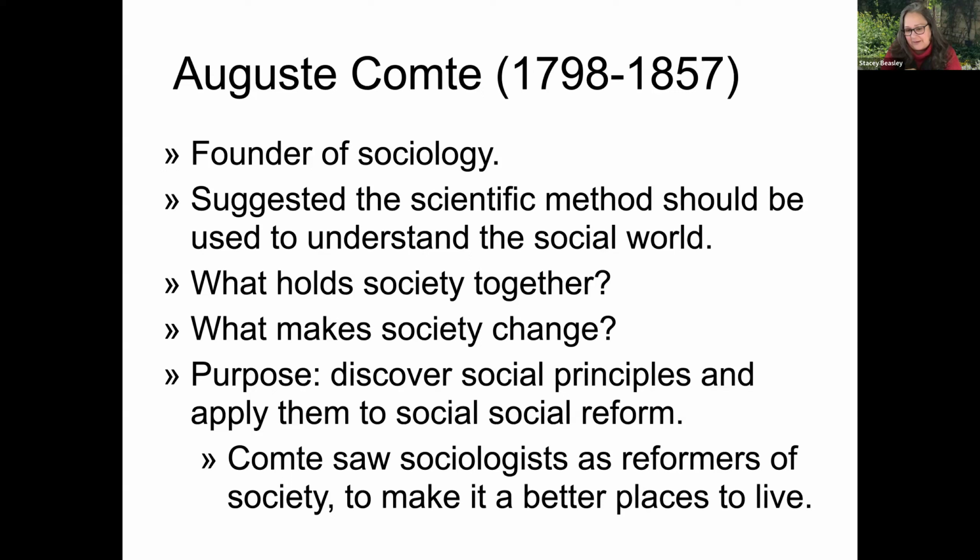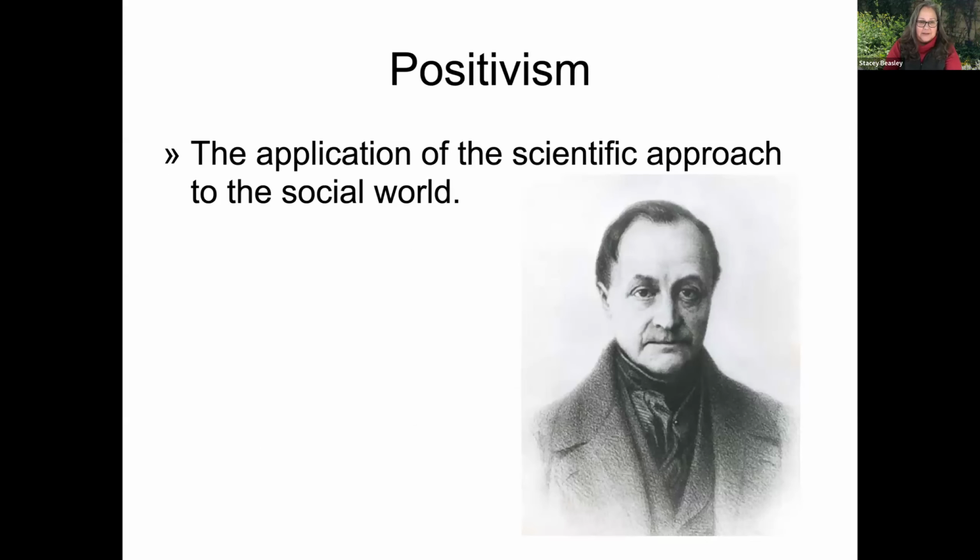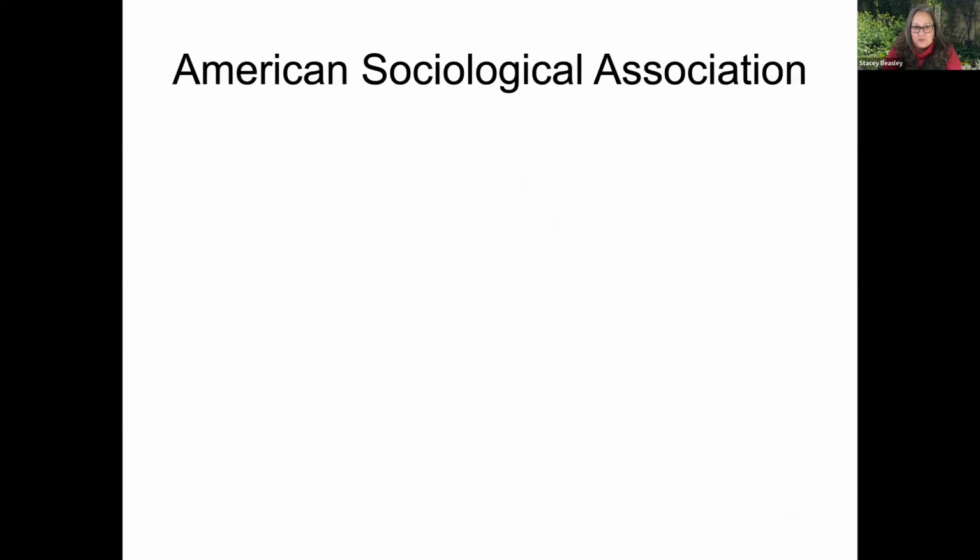So Comte saw that sociologists are reformers of society, and he would agree with Marx, who basically said it's not the point to just study it. The point is to change it, to make it a better place for everybody. But in order to do that, we have to understand what is happening. So positivism is the application of the scientific approach to our social world.